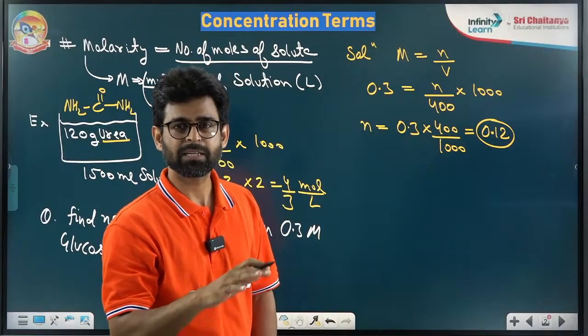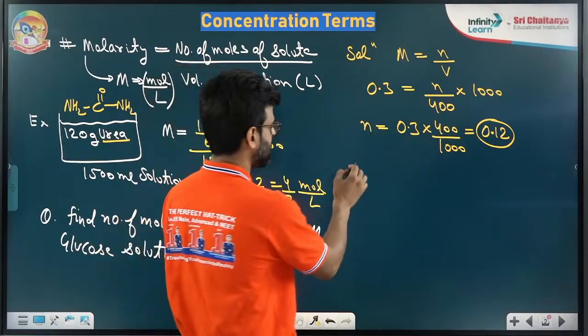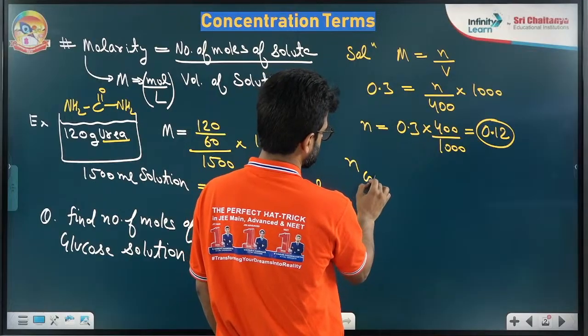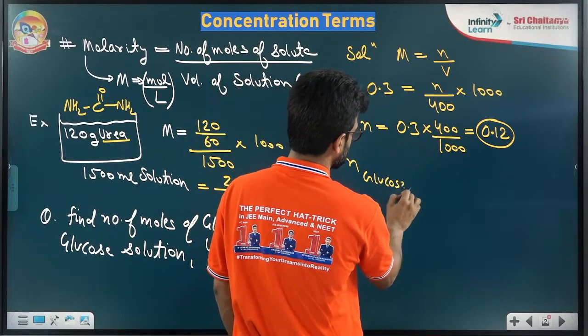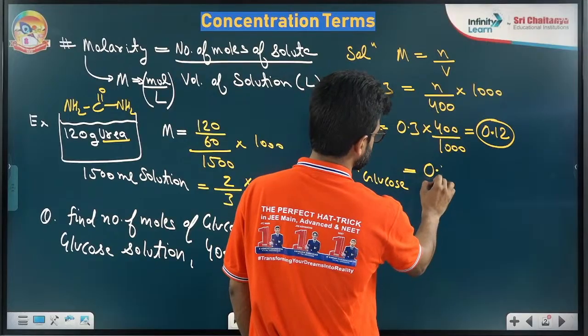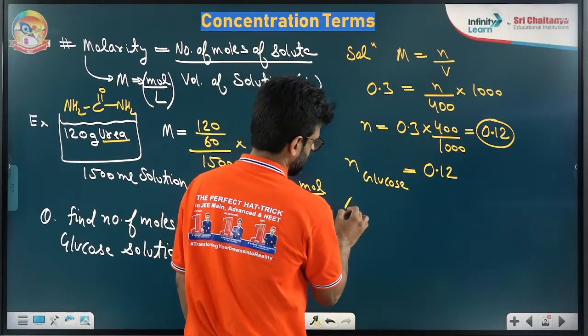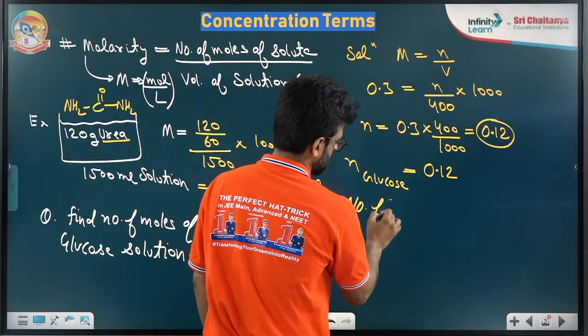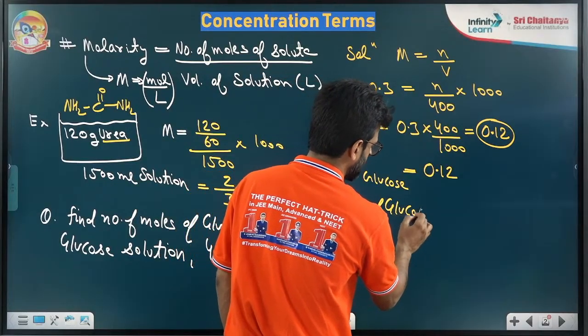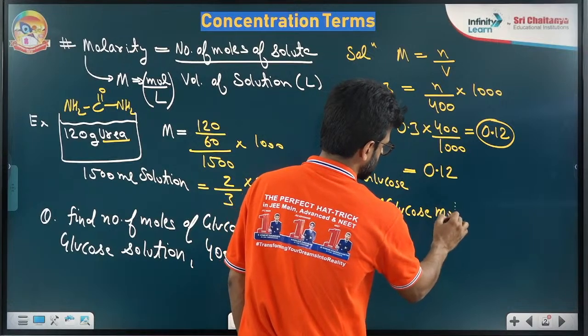By chance, if in the question they ask the number of glucose moles, it is 0.12 moles. If they ask the number of glucose molecules, you know very well how to convert moles into molecules.